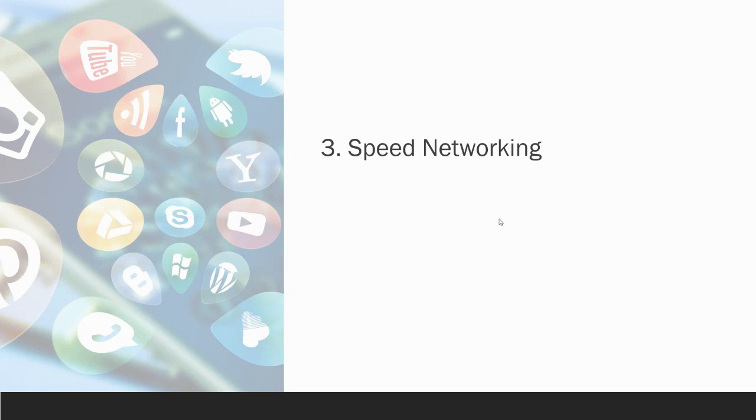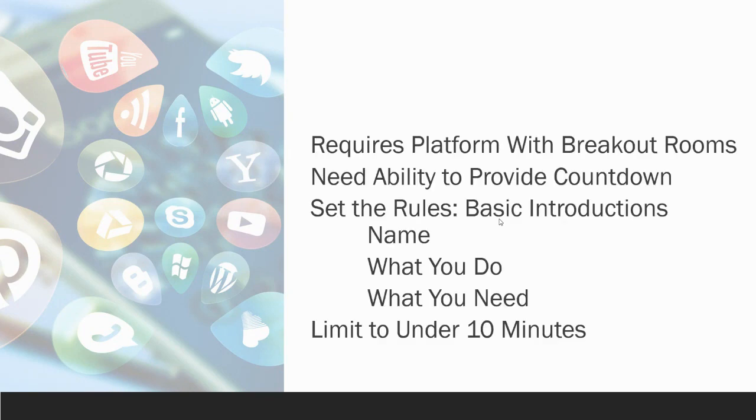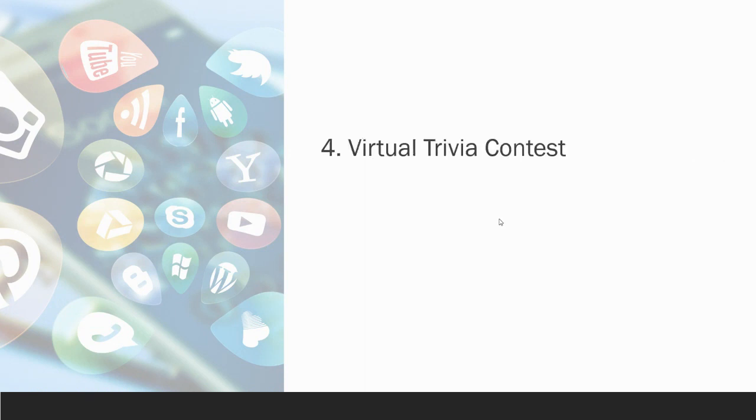Speed networking can be done online just like it's done offline. Now, this requires a platform, however, that allows you to have some breakout rooms. You need the ability to provide a countdown. You want to set the basic rules, basic instructions. Name, what you do, what you need. And I suggest you limit it to under 10 minutes each session. So depending on your event, you may only have 2 or 3 times to do this.